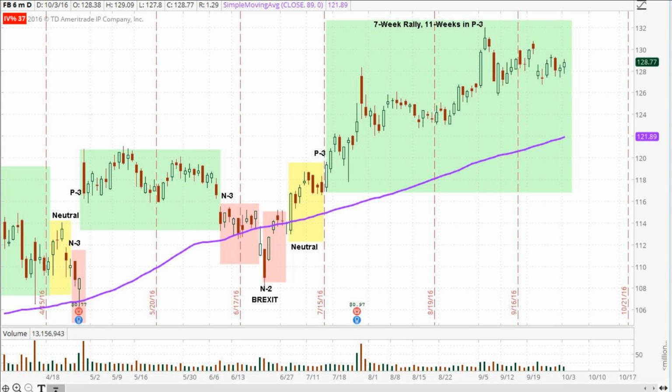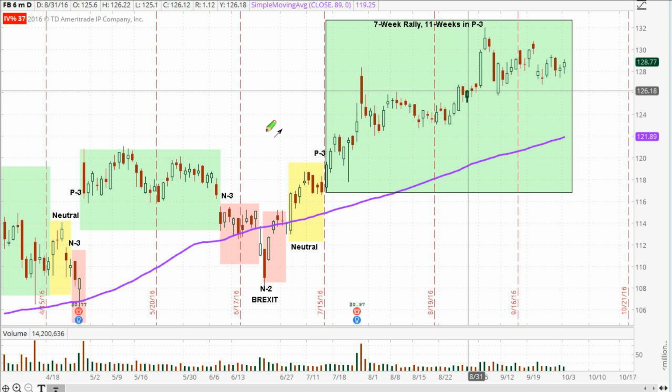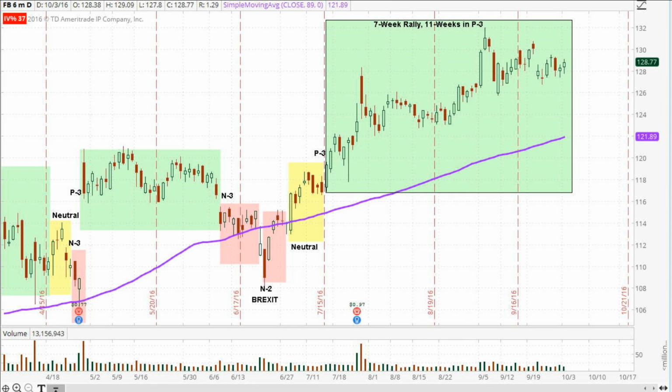Now take a look here at where it turns P3 right over here as both momentums turn positive, and you have a 7-week rally, and you're still in P3 as I look at this right now, and Facebook has not had any dip in there. It's basically held up. So during all of the P3 stage, you're going to be short put premium for option traders. Through the N3 stages, you're going to be short call premium. So this is again affecting your option bias.